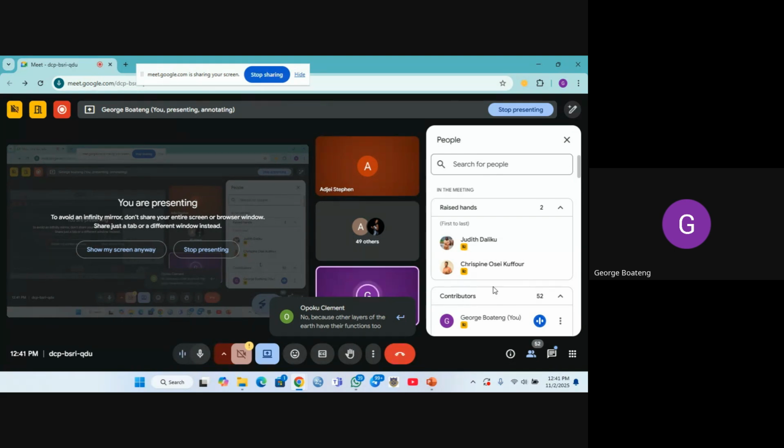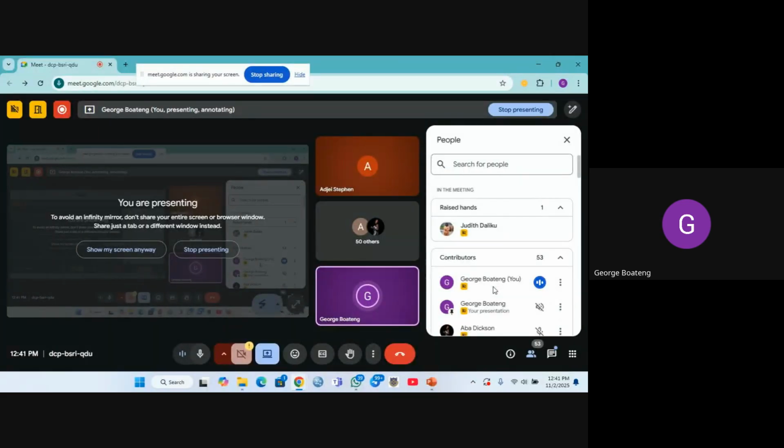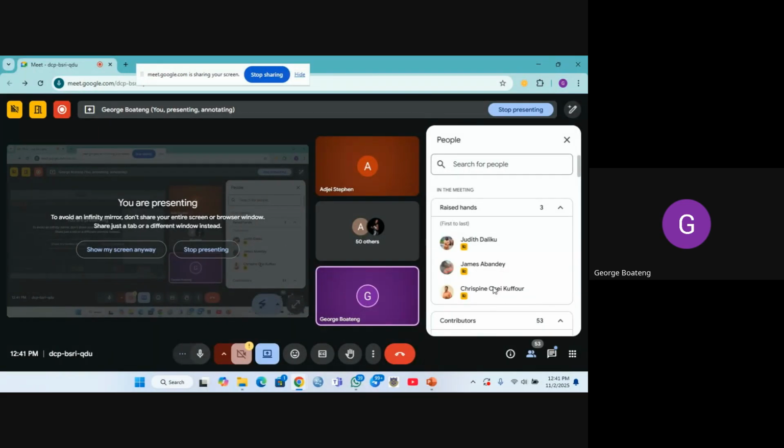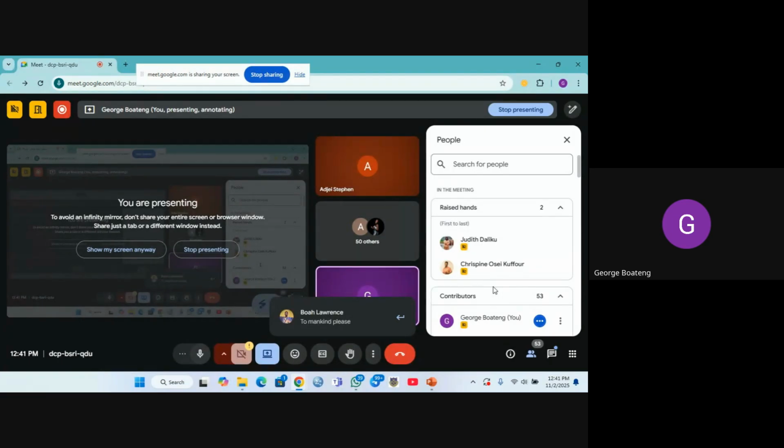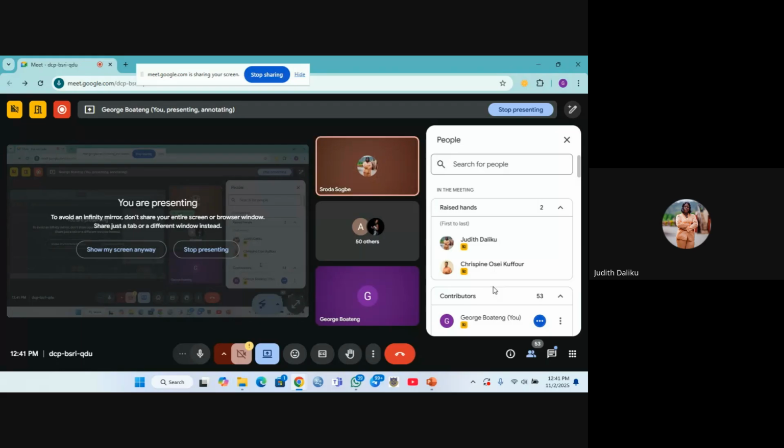Okay. So Paul Clement said no because other layers also have their own importance. That's fine. Ju, you want to speak again? Okay, Ju, go ahead. So I think it shouldn't be that the lithosphere is the most important because all the other layers are also very important. Can you hear me?